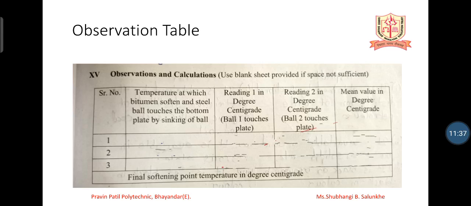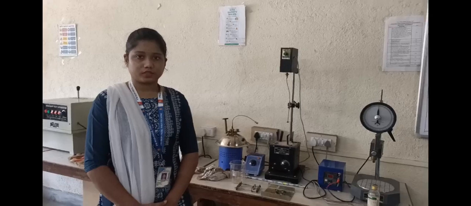Means it started, bitumen started softening. Then we note the reading at which the ball is touching the plate, and the second ball too is touching the plate. We have to write the mean value of those readings. We have to repeat this procedure three times and then we have to calculate the softening point temperature. For this, let me see how we are going to conduct it.